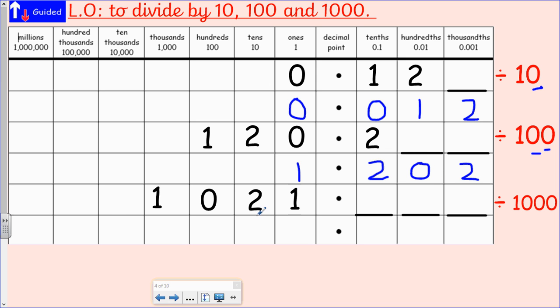Last one then is 1,021 divided by 1,000. So 3 places to the right, 3 lines. In this case, if you were doing this on your own, you need to make sure you get your decimal point in next to the ones column.